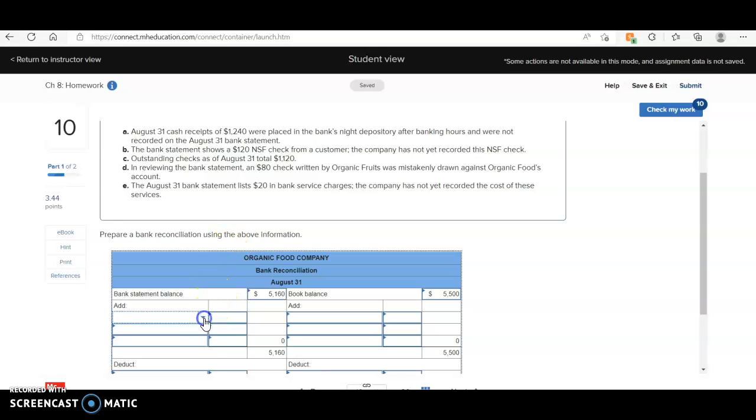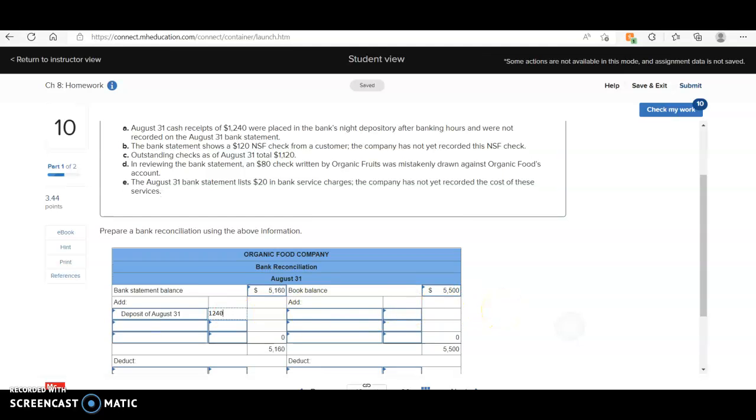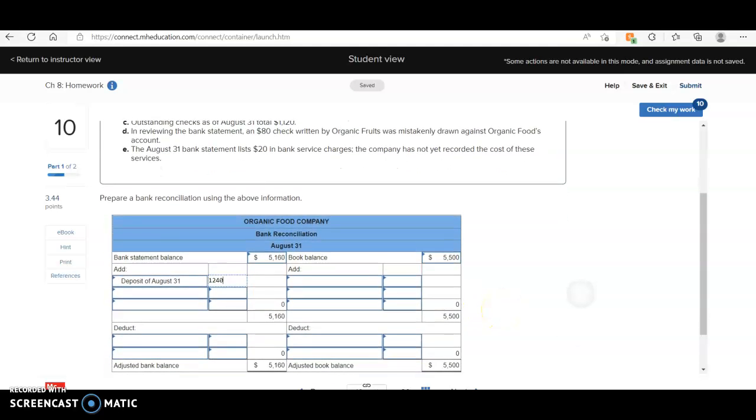So we're going to add over here on the left deposits in transit, and it says deposit on August 31st, and that's going to be for $1,240. We can see that we're still not balancing. If we look at our balances, they still don't equal.